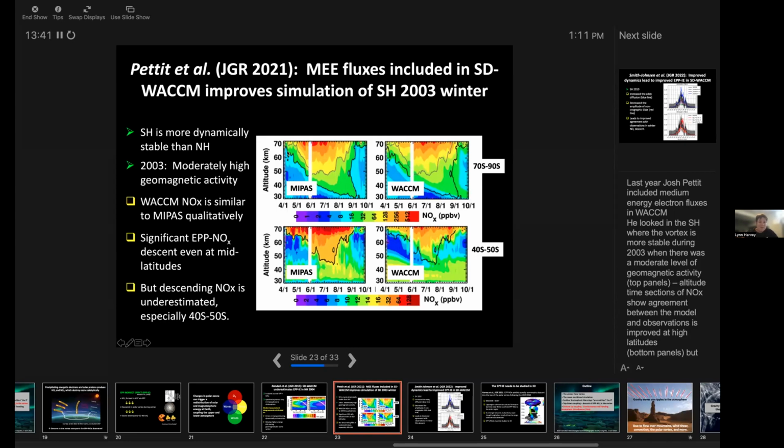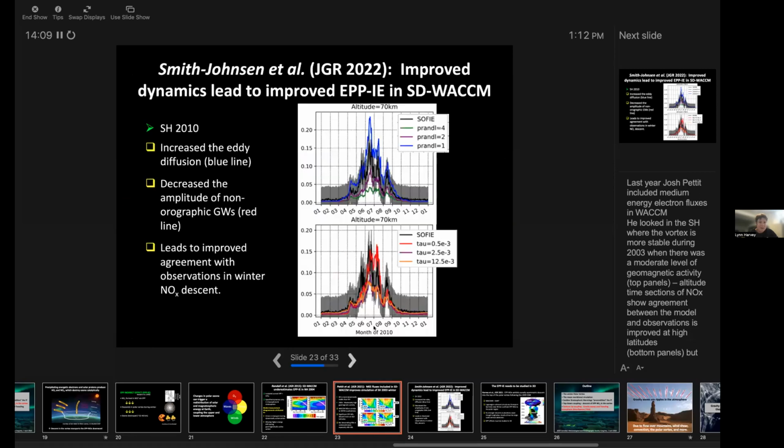And as you see, the top panels here over the polar cap, 70 to 90 south, show good agreement between MIPAS observations of NOx and WACCM. However, if you look at the mid latitudes, MIPAS and WACCM are still in disagreement. The model doesn't bring down quite as much NOx at the lower latitudes. So there still is work to be done there.